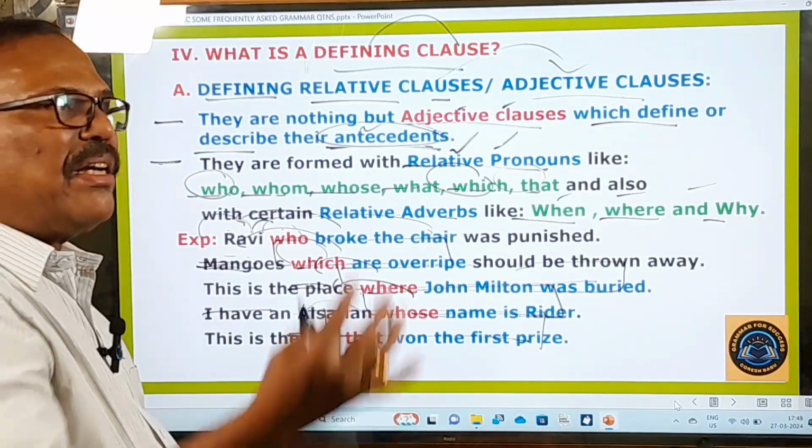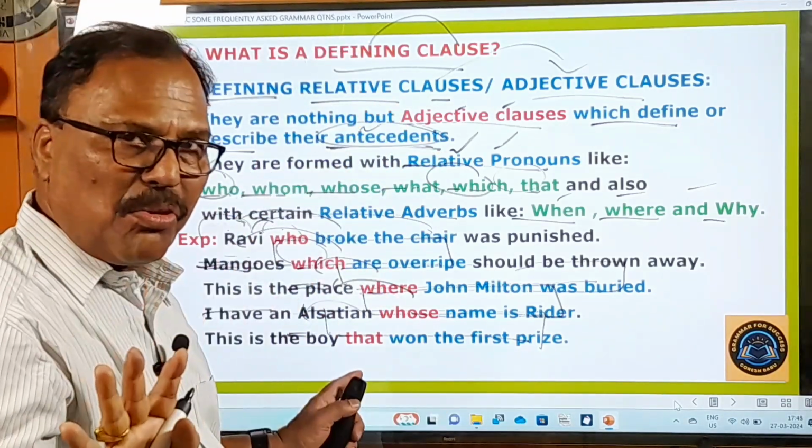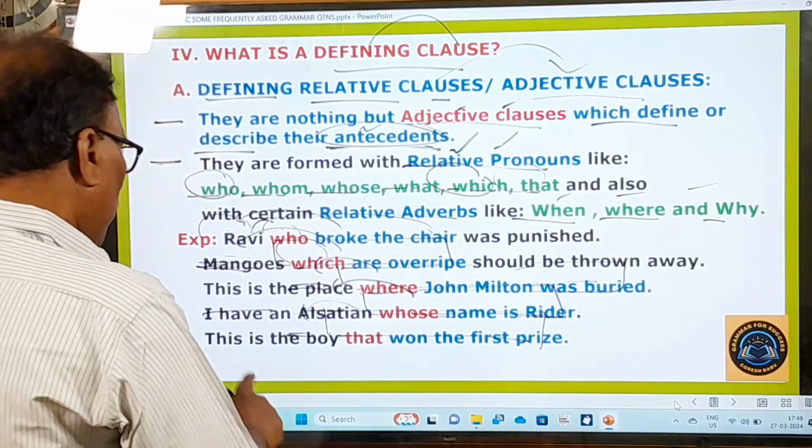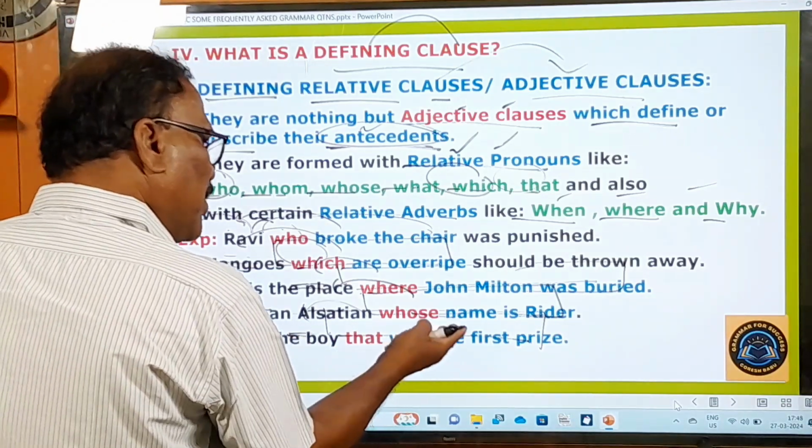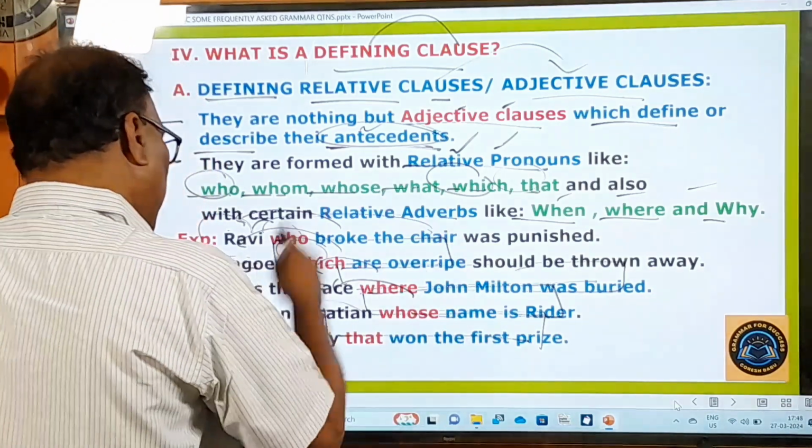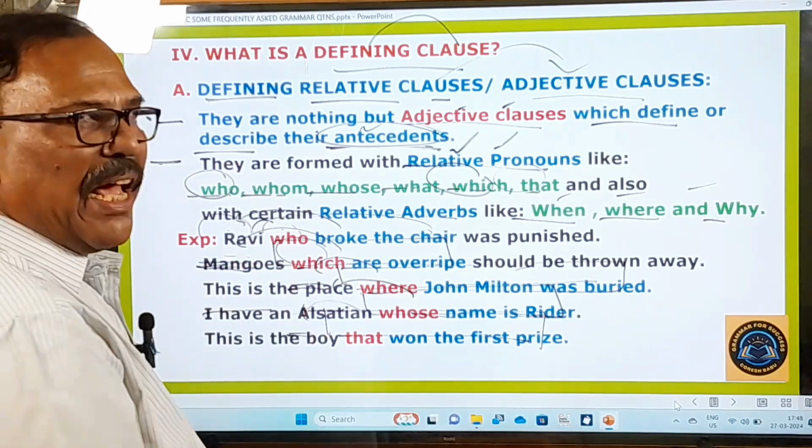Antecedent means varninchabadutunna mata. Now I hope you understand this in Telugu really. This is the boy that won the first prize. Modati prize gelichinatvanti atade ee abbayi, something like that.